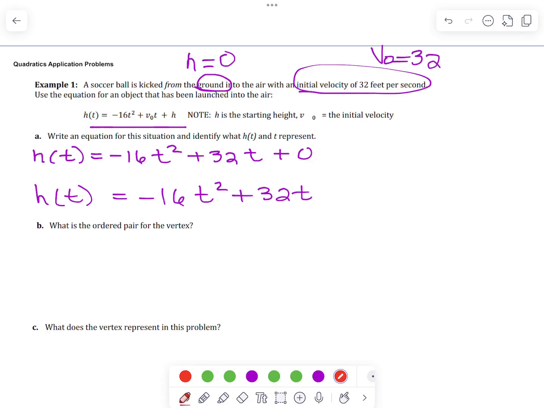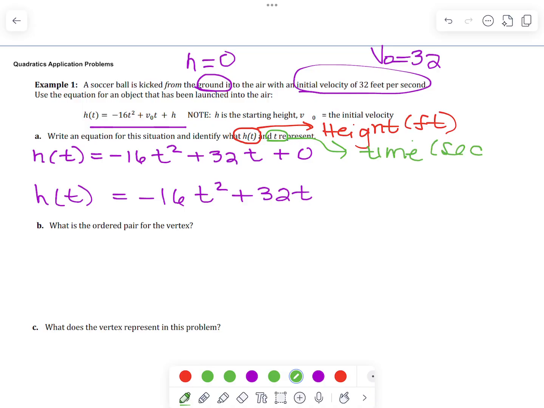It asks us to identify what is h of t. So h of t represents the height of the ball at any time. It's the height of the ball in feet at any time. The t represents the time the ball is in the air at any point, and that's in seconds.